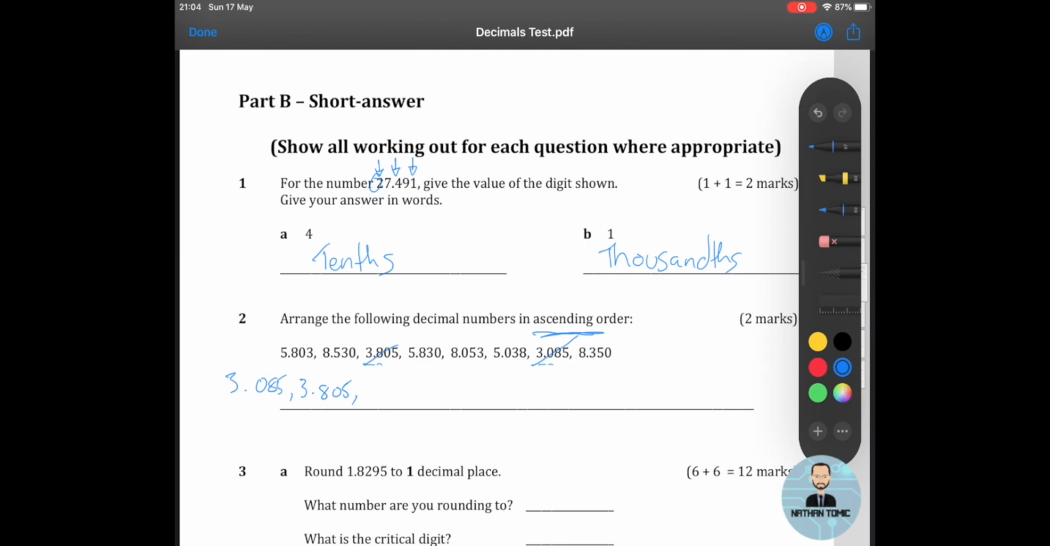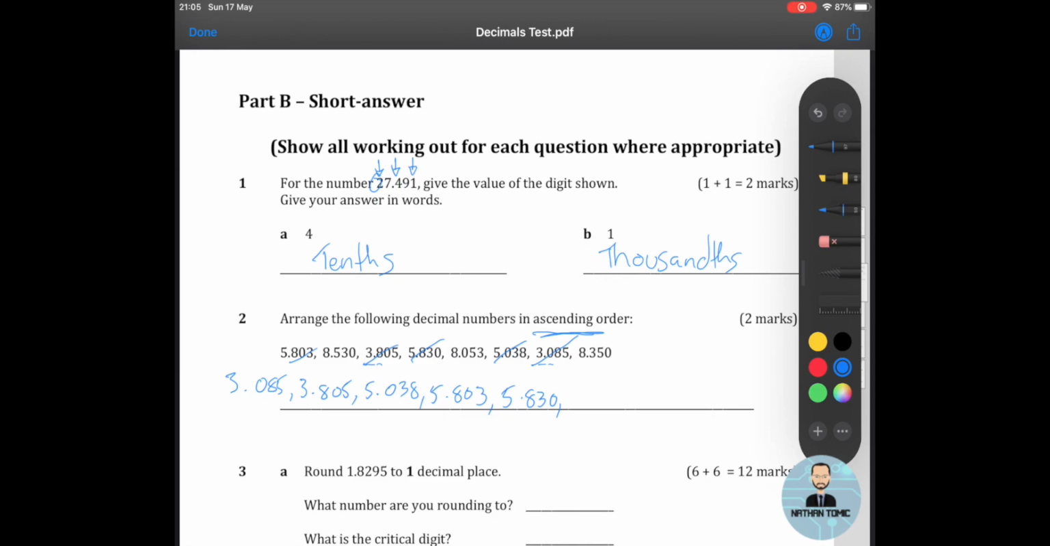So I've got a 5.8, I've got another 5.8, and I've got a 5.0. So obviously that 5.0 is the smallest. So 5.038, cross that one out. Out of these other 2, I've got a 5.80 and a 5.83. So 5.80 is smaller, so it'll be 5.803, cross it out. Then I've got my 5.830, cross it out.